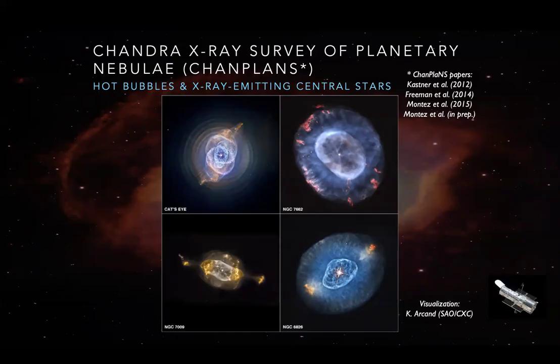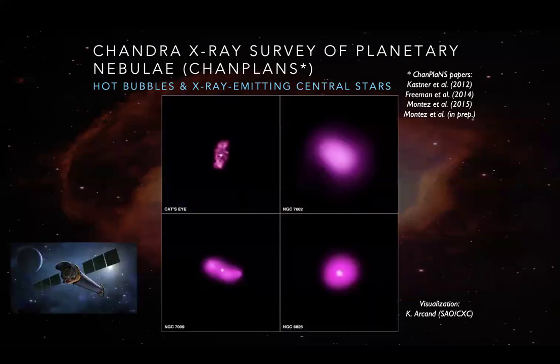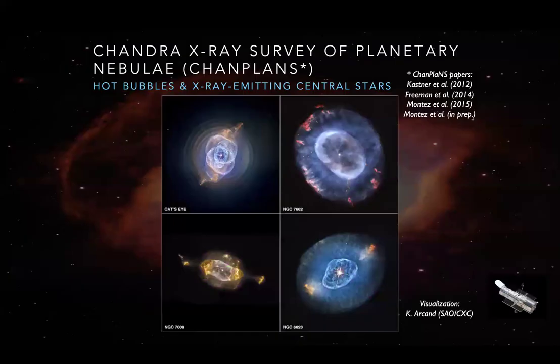So meanwhile, Chandra has done much more imaging of objects that the Hubble Space Telescope has looked at, planetary nebulae, and in many cases, we see this central bubble. This is the result of a survey that we did, which we named the Chandra X-ray Survey of Planetary Nebulae, or CHAN-PLANS, which I worked on with erstwhile student Rudy Montez. He really led the charge in many cases, getting these data.